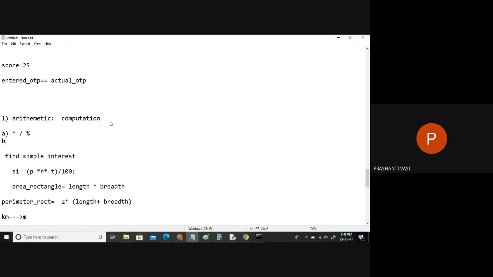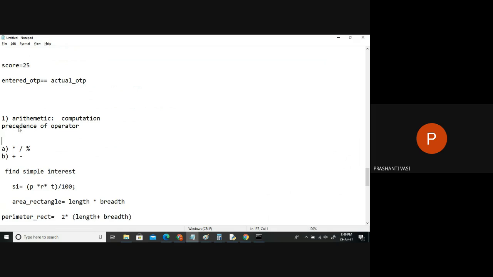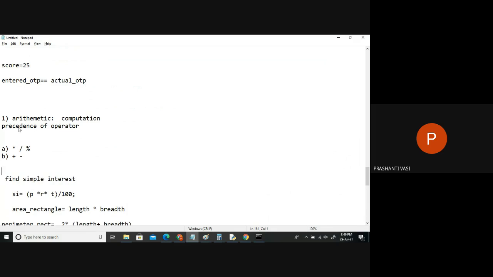And in arithmetic, we have two categories: the multiplication, division, and modular symbol, and the second category is plus and minus. So I'm putting it down because this is lower precedence. It will be performed later. If you combine all these symbols, first these symbols will be solved and then these symbols will be solved. So this is called as precedence.